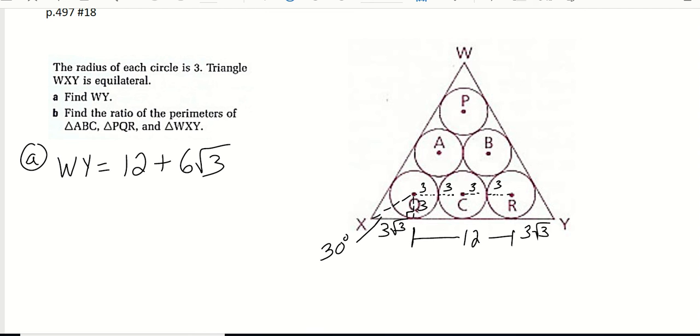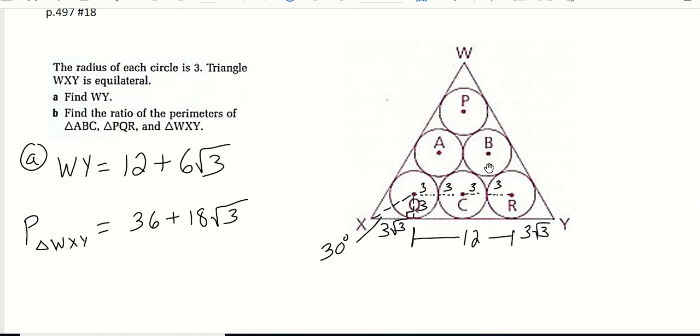On to B, find the ratio of the perimeters of triangle ABC, triangle PQR, and triangle WXY. Okay, let's go ahead and find WXY. We know it's going to be 3 times each side for our perimeter. So 3 times 12 plus 6 root 3 gives us 36 plus 18 root 3. We can't multiply just one of these two terms by 3. We have to multiply them both by 3. We're multiplying the entire side length by 3.